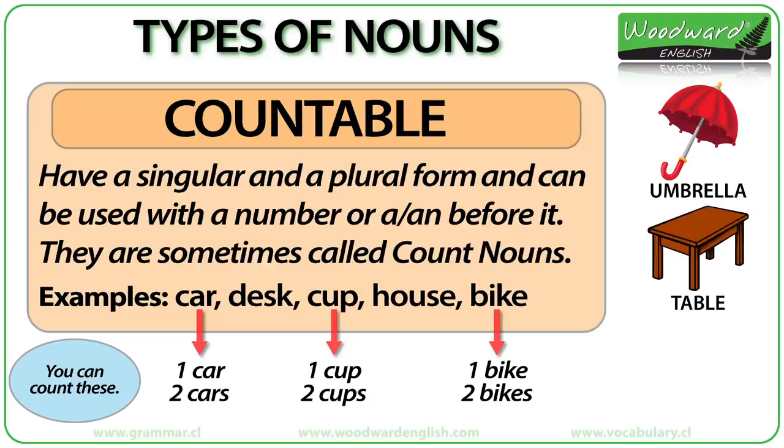Table is also a countable noun because we can count them. Books is a countable noun in its plural form. You normally add the letter S to make a countable noun plural. 1 book, 2 books.